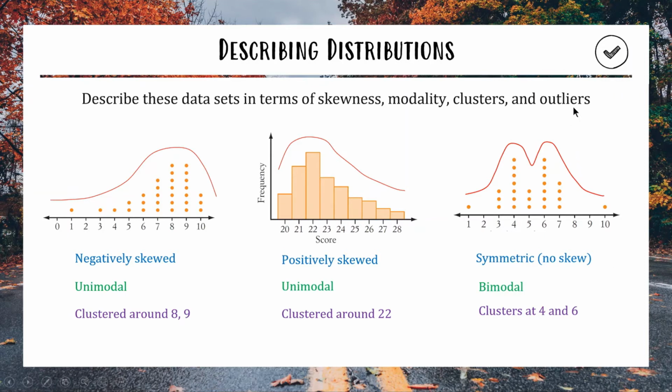And the last term for today is outliers. So outliers are scores that are separated from the rest of the pack. So outliers are lying out by themselves, either significantly above or significantly below the rest of the data set.